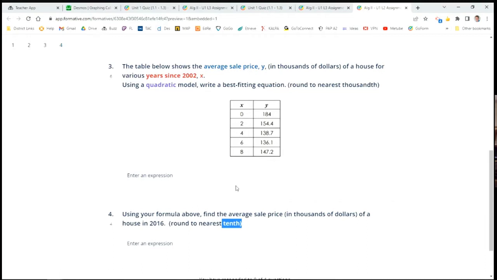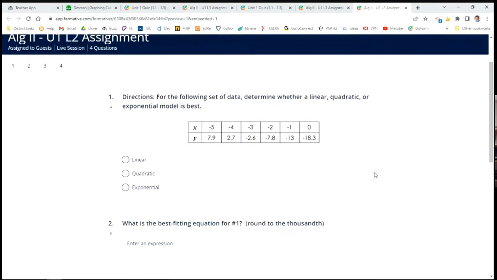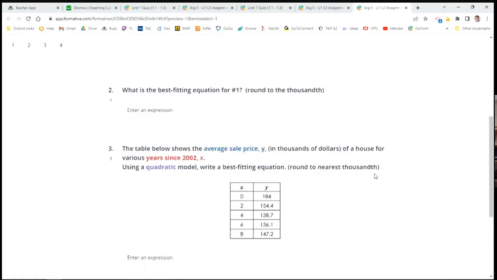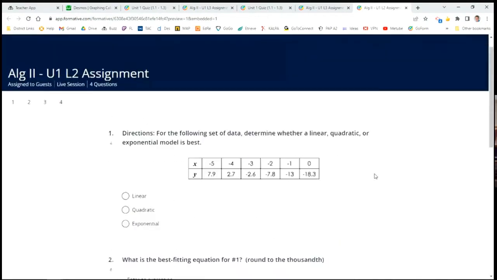Some people didn't use a quadratic model and a few other things in there. So if you messed up, you can go back and fix those, because I've reopened those to where you can go back and edit when you have things wrong. So that'll give you a chance to go back and do that.